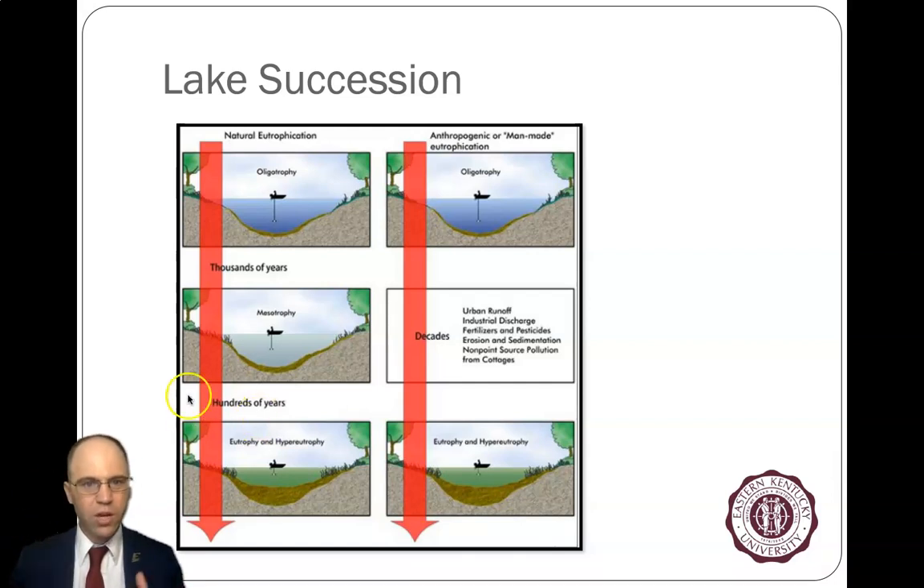So we don't have a lot of these lakes, but in the upper Midwest, Minnesota, and then the Great Lakes, we would want them to go through natural eutrophication. These lakes start off oligotrophic, then they move towards mesotrophic, and then they move towards eutrophic and hypereutrophic. This process takes thousands of years to go from oligotrophic to mesotrophic, but then as you get closer to eutrophic, it takes hundreds of years. This is in a natural system.